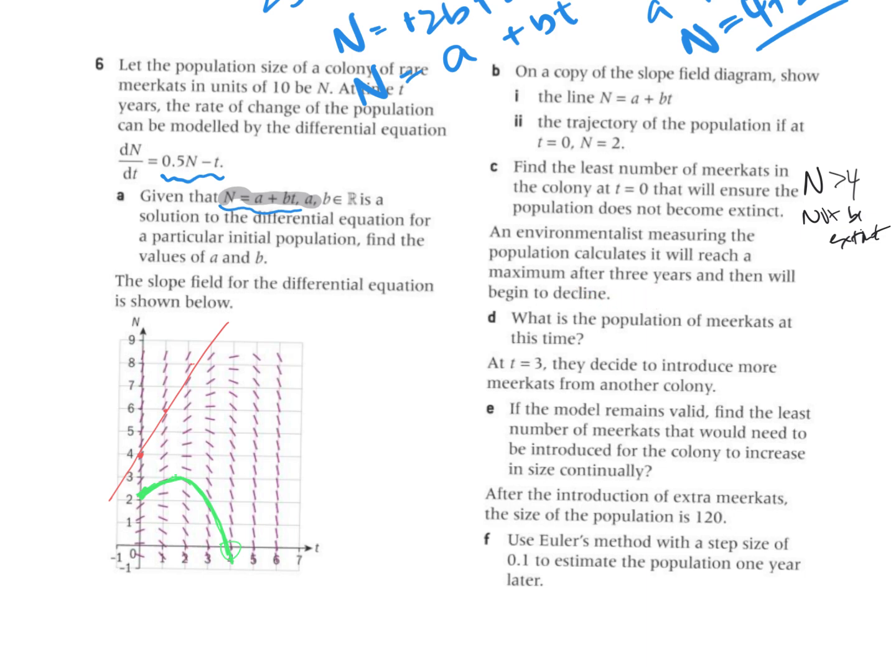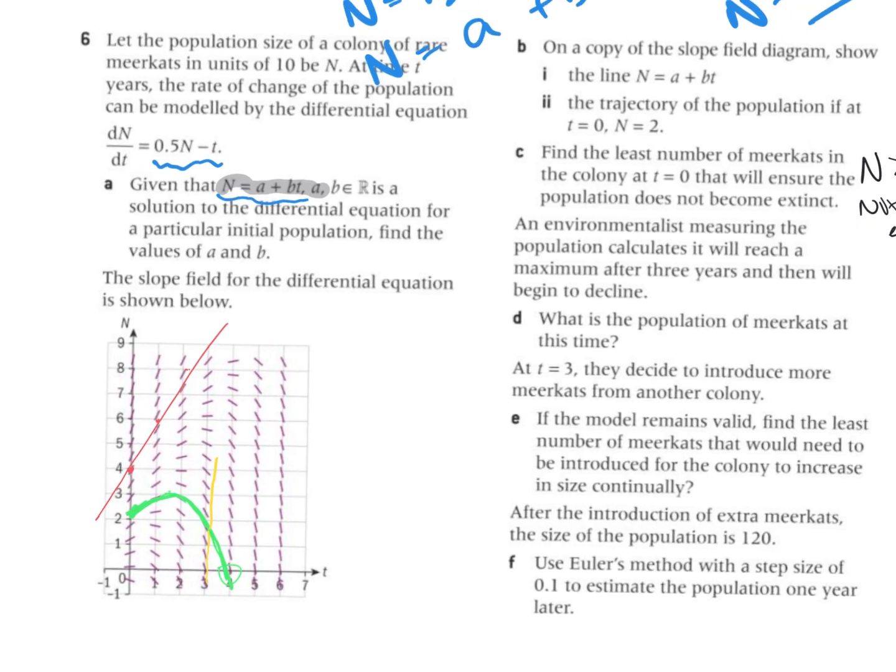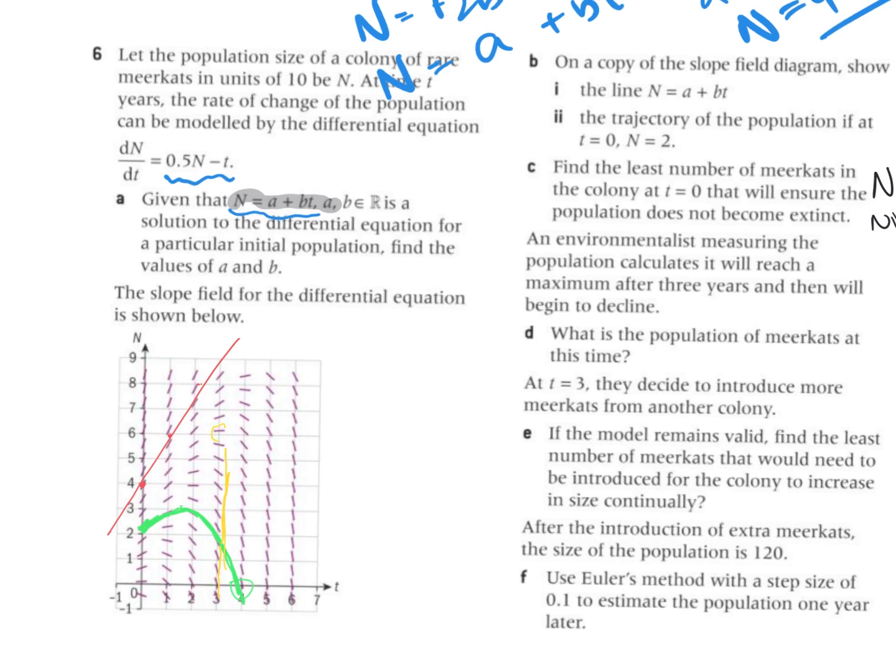Well, if I consider that, there's a couple ways I'm going to do this. I'm going to look here at 3. If I go up here at 3, I can see from my slope field that it looks like approximately here is the maximum. And then it's going to start to go down again. So now that's approximate, so I don't know if that's 100% true. But if I look at my differential equation, dn/dt is equal to half n minus t. If I substitute in my 3 here, if it's a maximum, it means the derivative is 0. And so then I can find the value of n is going to be 6. And so this means 60 meerkats. That's the population at that time.